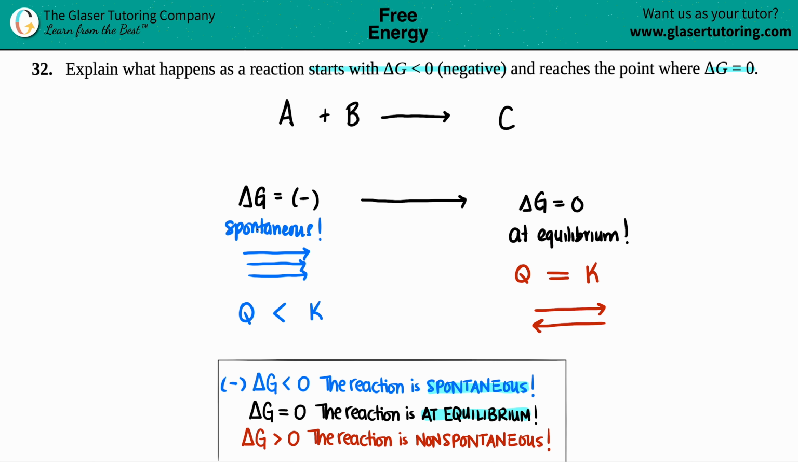So that's the difference here. It's the ways of the arrows. So anytime you have a Q that's less than K, you're going to be going to the products. And then it's going to keep happening until you reach a delta G of 0. And then you have that equal rate of forward and backward. And then delta G that's greater than 0, the reaction is non-spontaneous. That would be going in the reverse direction because you need that extra oomph, that extra energy to produce the product. But that one was not stated here, so we don't have to worry about that. But that's basically what's going on here.